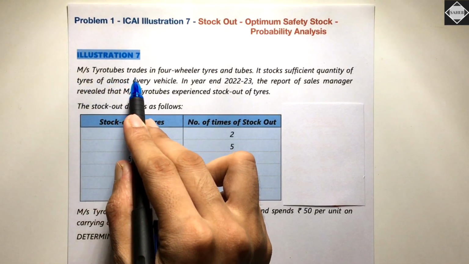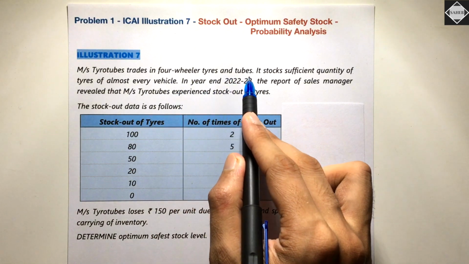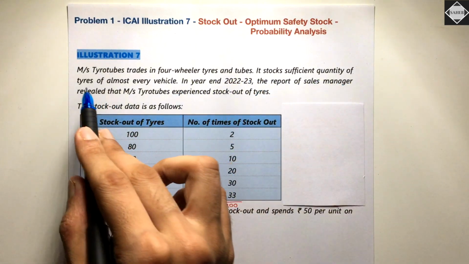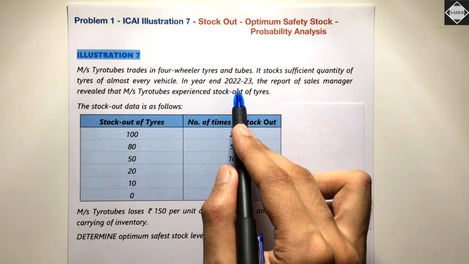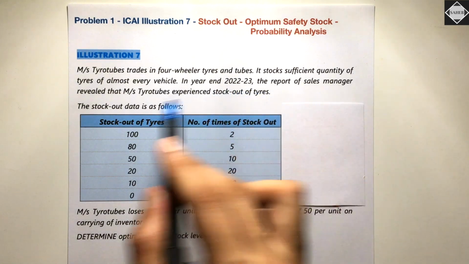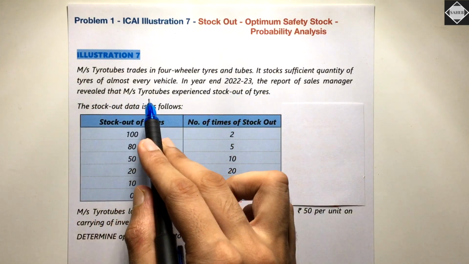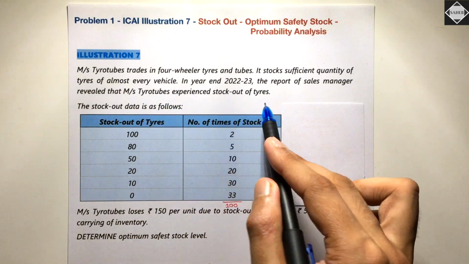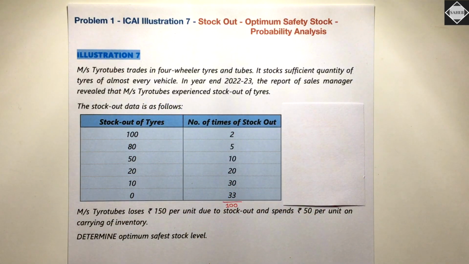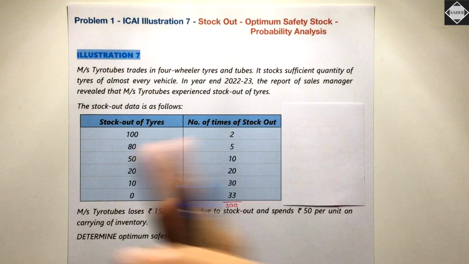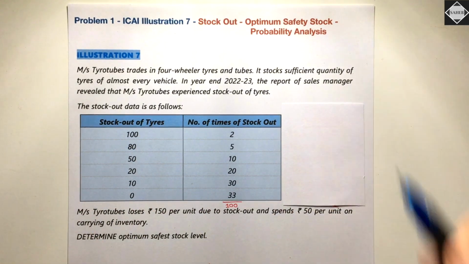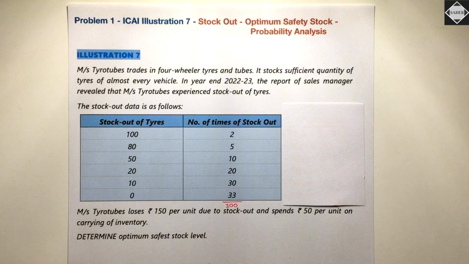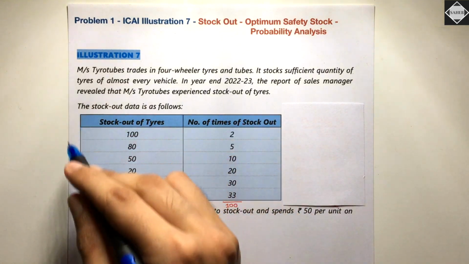Messrs. Tyrotubes trades in four-wheeler tires and tubes. It stocks sufficient quantity of tires of almost every vehicle. At year-end 2022-2023, the report of the sales manager revealed that Messrs. Tyrotubes experienced stock out of tires. They have been experiencing stock out in the past year. That is what has been revealed from the report of the sales manager. Do you understand? Yes.